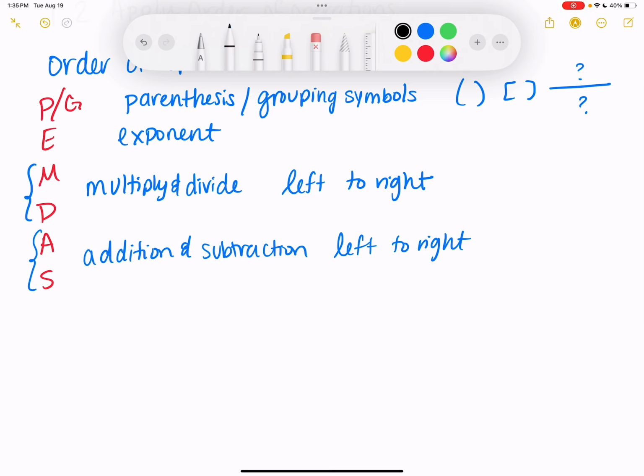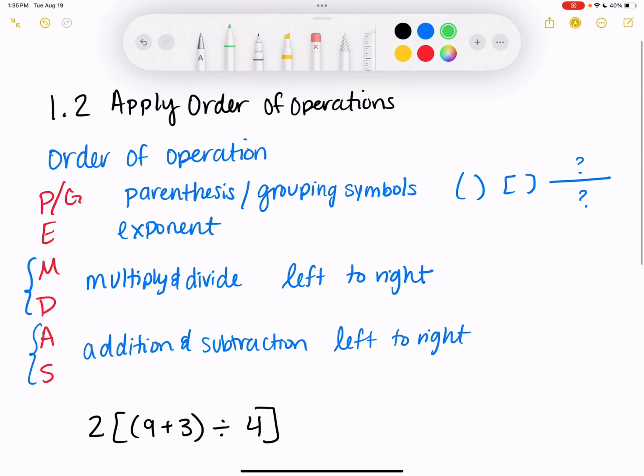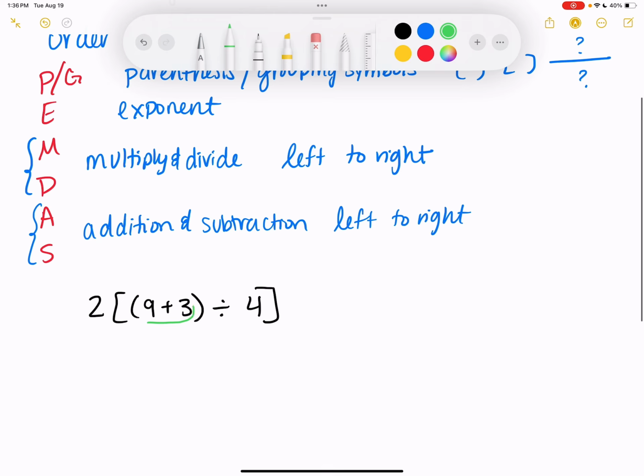All right, so basically, if we have something like 2 and then a bracket, and then inside that we have a parentheses, 9 plus 3, close that parentheses, divided by 4, and then we close that bracket. The first thing that I would do is the stuff in this innermost parentheses.